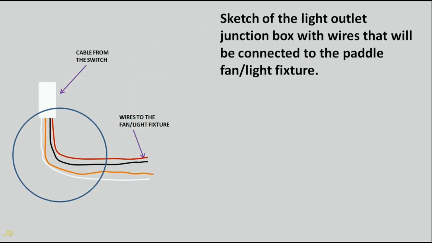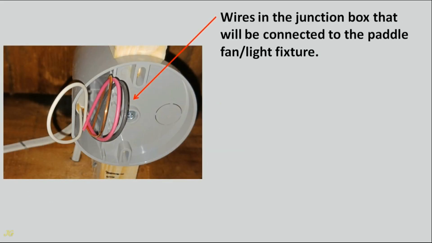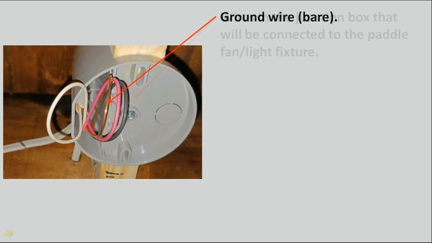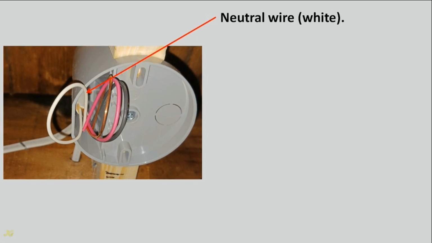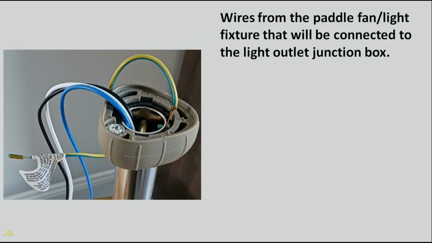Sketch of the light outlet junction box with wires that will be connected to the paddle fan, light fixture. Sketch of a connected fan, light fixture. Wires in the junction box that will be connected to the paddle fan, light fixture. Ground wire, bare. Neutral wire, white. Hot wire, black. Second hot wire, red. Wires from the paddle fan, light fixture that will be connected to the light outlet junction box.